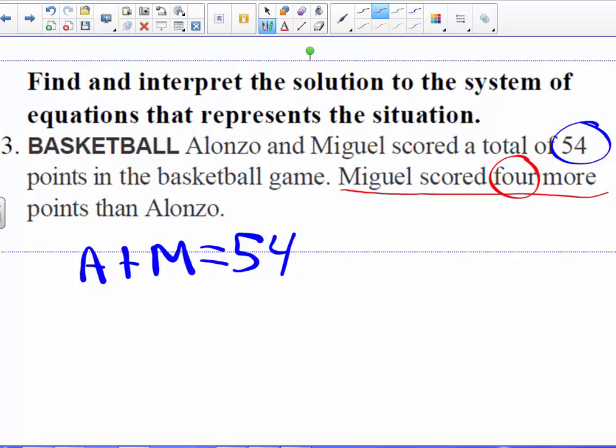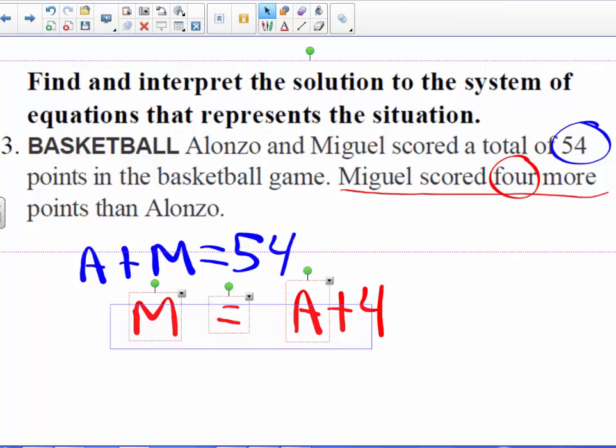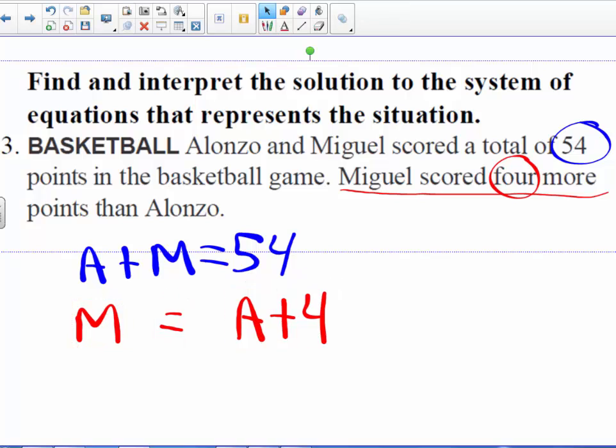So if I was to put these together, Miguel and Alonzo, for this to be equal, Miguel scored 4 more than Alonzo did, so I need to add 4 to Alonzo so that their points are equal together. Okay, and this gives me my second equation for the system of equations. If I put these together, I can then solve.